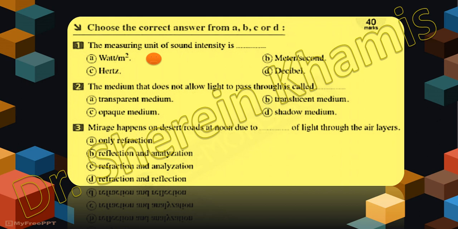We have the medium that doesn't allow the light to pass. We called it what? We called it opaque medium. Okay, let's go into question 3.